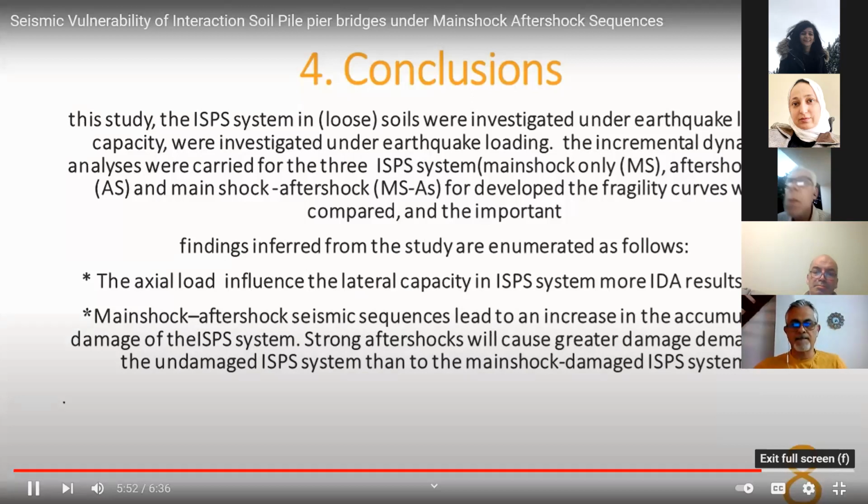The axial load influenced the lateral capacity of the ISPS system, based on the IDA results. Main shock-aftershock seismic sequences lead to an increase in the accumulated damage of the ISPS system. Strong aftershocks will cause greater damage demands to the undamaged ISPS system than to the main shock damaged ISPS system.